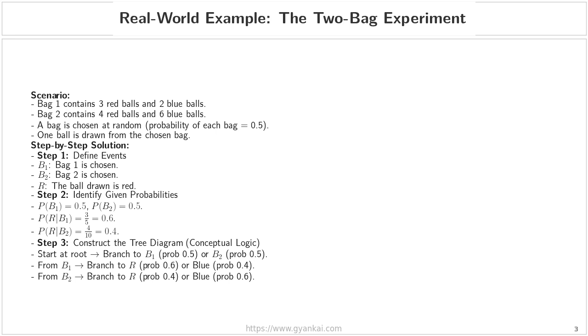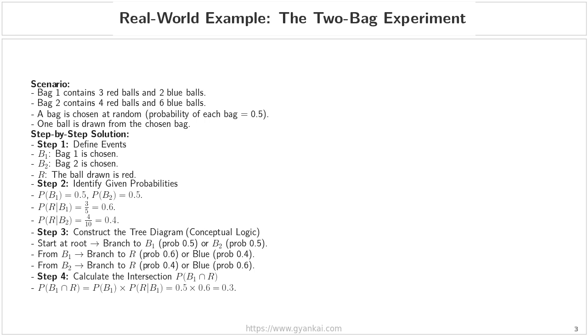From the b sub 1 branch, you split again into red with a probability of 0.6 or blue with a probability of 0.4. Similarly, from the b sub 2 branch, you split into red with a probability of 0.4 or blue with a probability of 0.6.